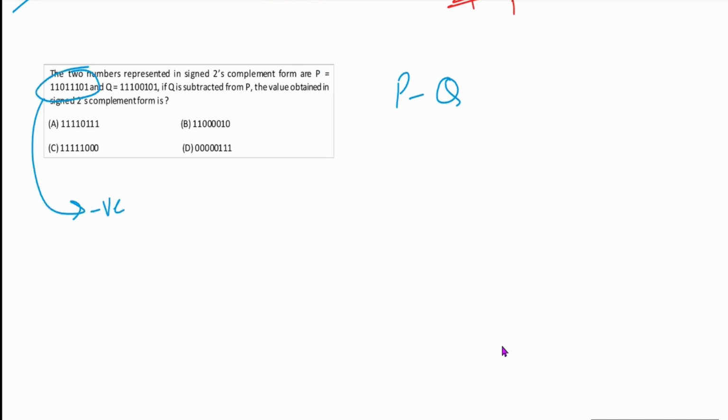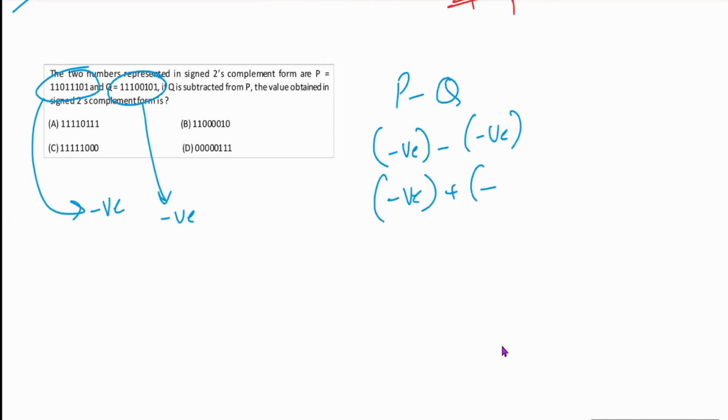Okay, because they are already there in 2's complement. This is also a negative number. Okay, so basically you are doing a negative number minus a negative number. Okay, so it's better if you do a negative number plus a positive number, because negative negative will go into positive. Okay, so for making this Q into a positive one, you just do 2's complement.